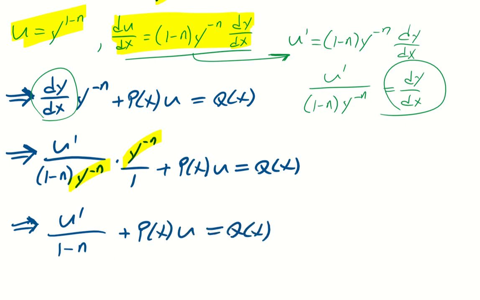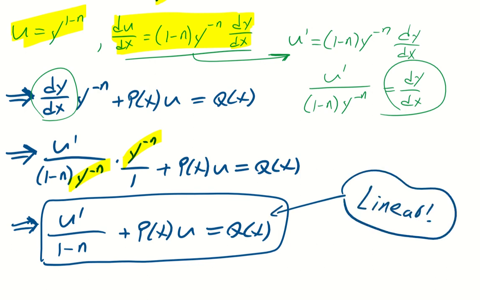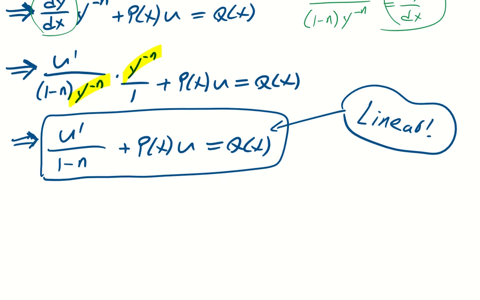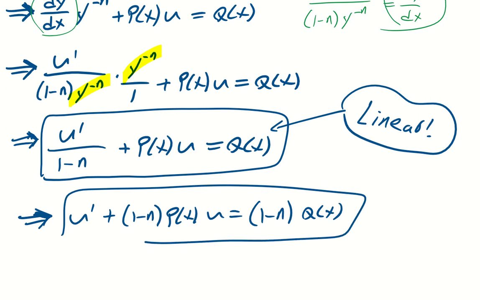And if you look closely, this in fact is a linear equation. And so we can solve a Bernoulli equation. We can make it more explicit if you like. We can multiply that equation by the quantity 1 minus n. So that is the same thing as u prime plus the quantity 1 minus n times p of x times u is equal to the quantity 1 minus n times q of x. And again, this is clearly linear. Great. It's not that hard to solve a Bernoulli equation.